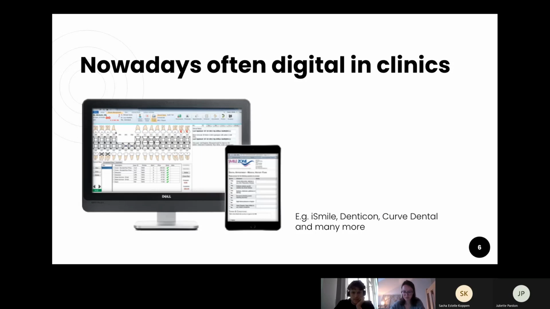Nowadays, clinics are often using digital software programs. So I just put a picture of iSmile. So you can see everything can be directly put into the computer, and even treatment plans and also costs and so on can be viewed in there. So it's all connected to each other, and it's quite cool.